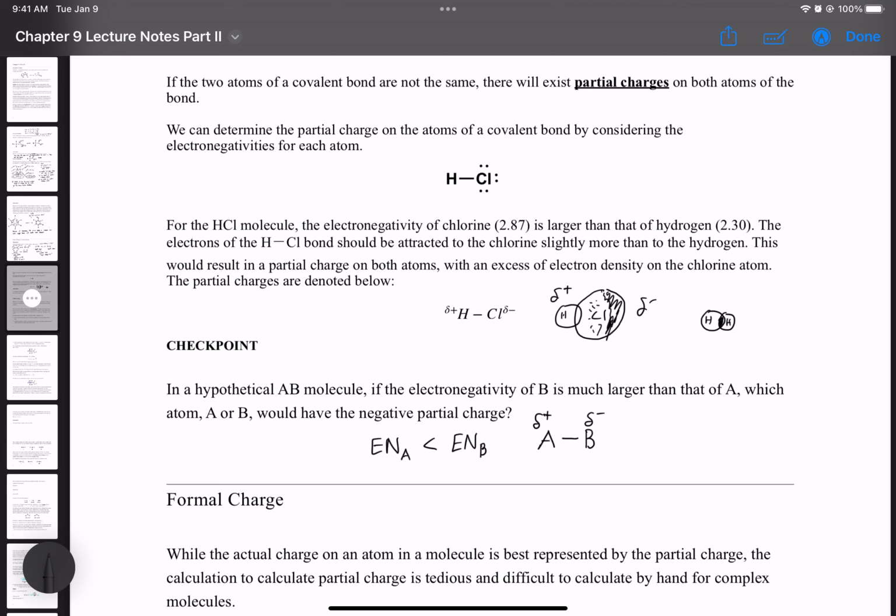So we can actually denote where electron density flows in the bond. It's going to flow in this direction, where the arrow points to where the delta negative is. So that's a dipole moment. Okay. So in this case, atom B will have the partial negative charge.